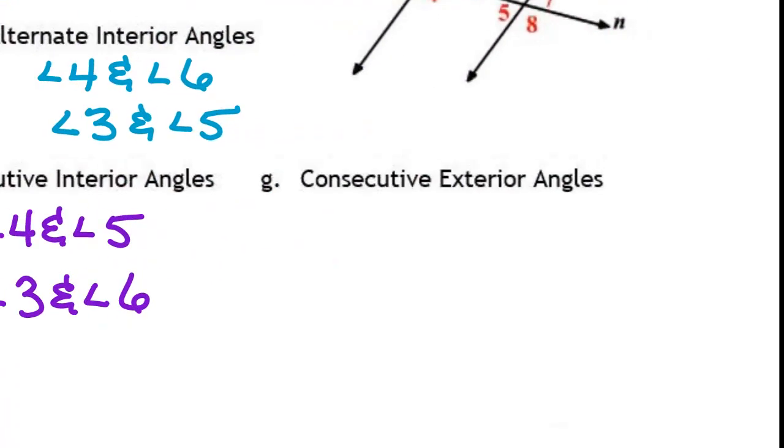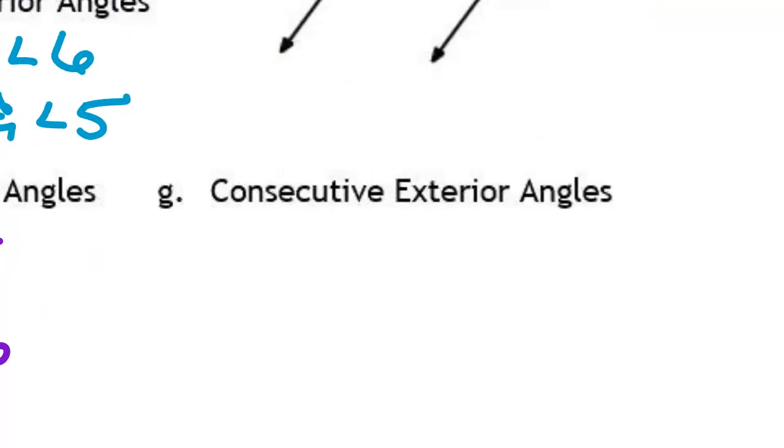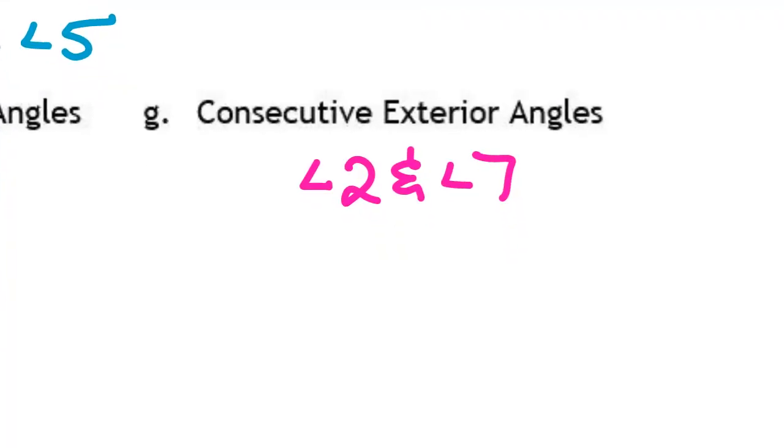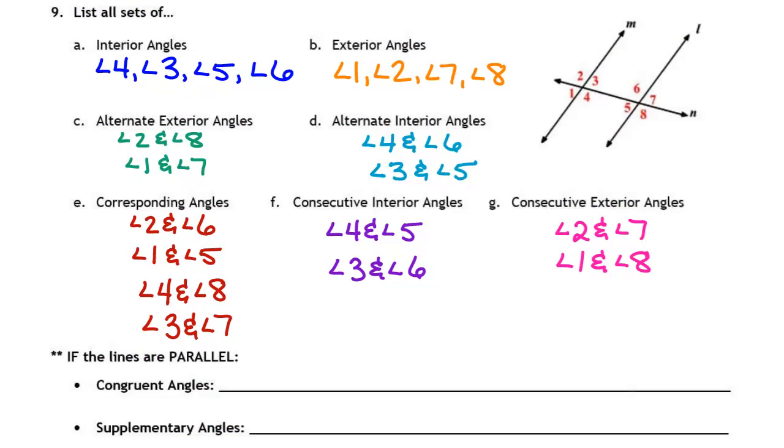All right, last one, consecutive exterior. 2 and 7, angle 2 and angle 7. What else? 1 and 8, angle 1 and angle 8. That was fantastic.